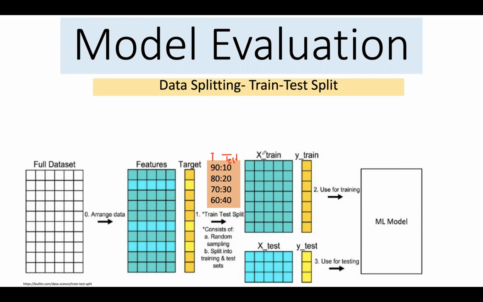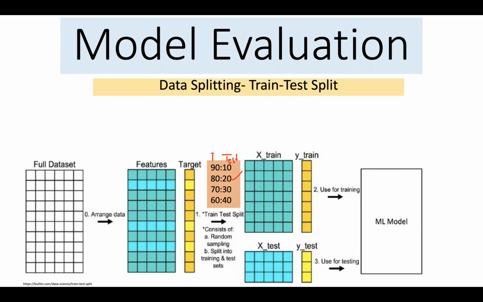Again, now you have your X train and Y train. So for example, if we pick this, that means 80% of your data is training data, and 80% of your target is actually Y train. Then your test data will be the remaining 20%. Okay, 20% of your training data and 20% of your target data.